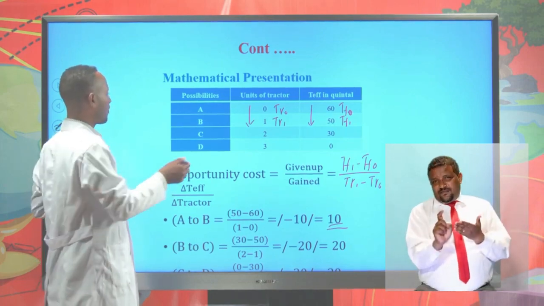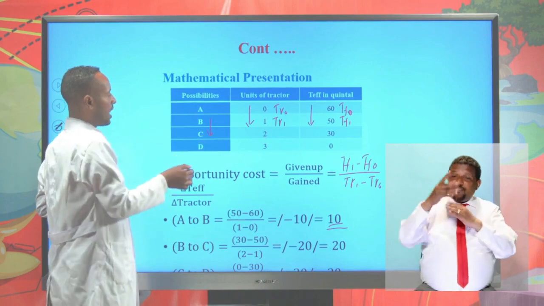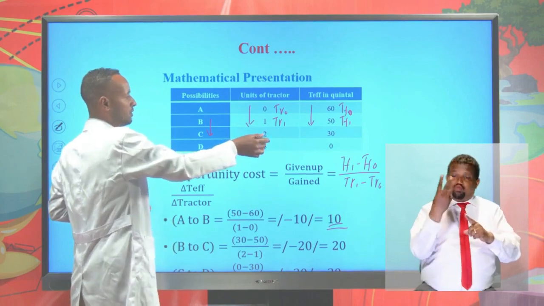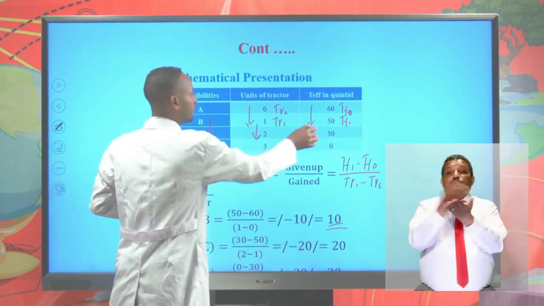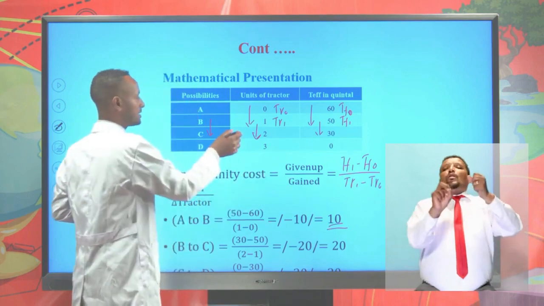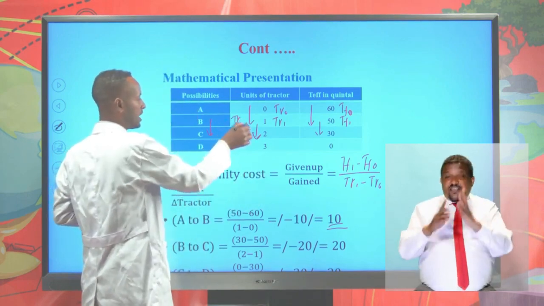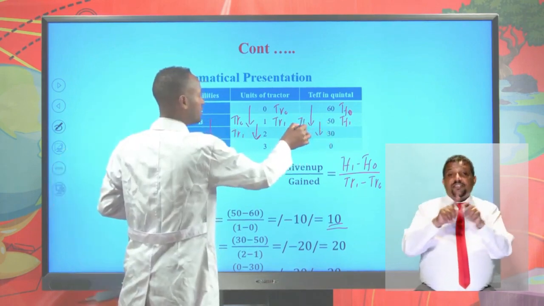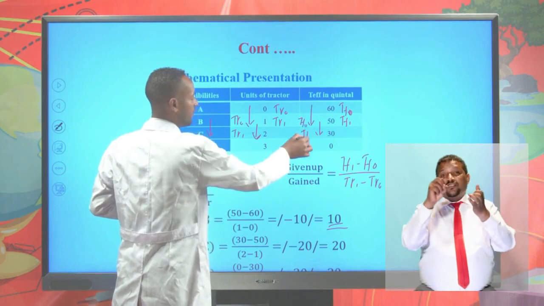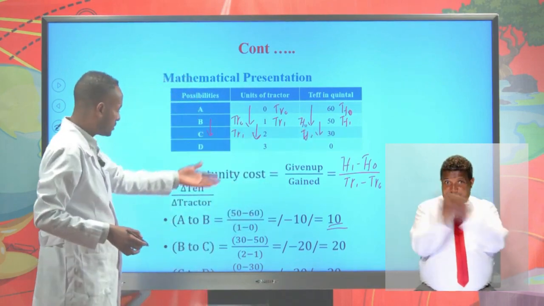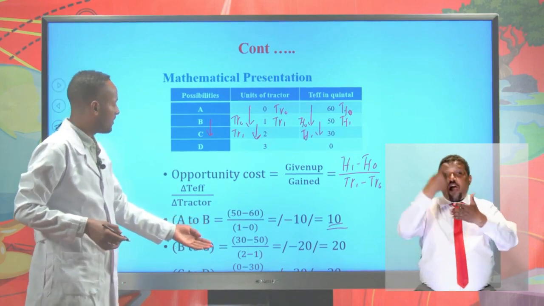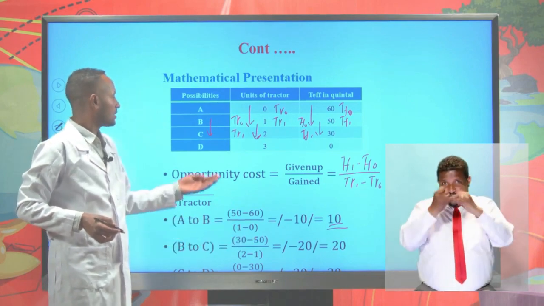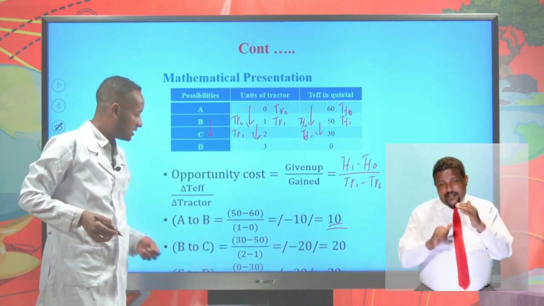Again, when we come across from combination B to combination C, as Ethiopia increases production of tractor from 1 to 2, the amount of teff production declined from 50 quintal to 30 quintal. Now let's take this 1 as tractor initial and this 2 as tractor final, and let's take this 50 as teff initial and this 30 as teff final. And when we substitute this information on this formula, the value of teff final is 30 quintal and teff initial is 50 quintal, divided by tractor final, which is 2, minus tractor initial, which is 1.